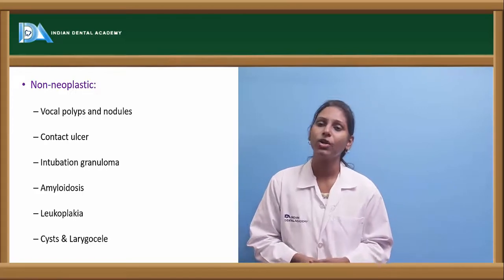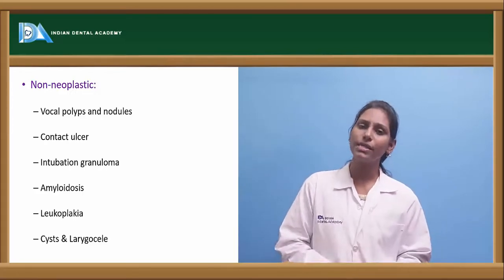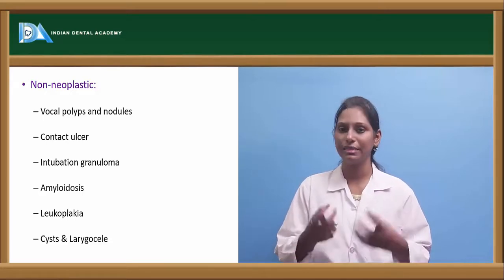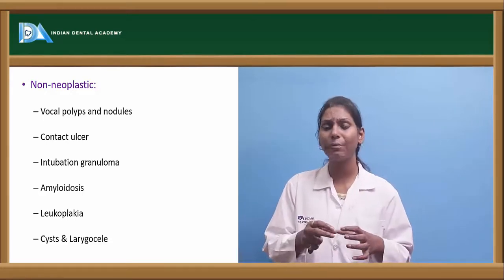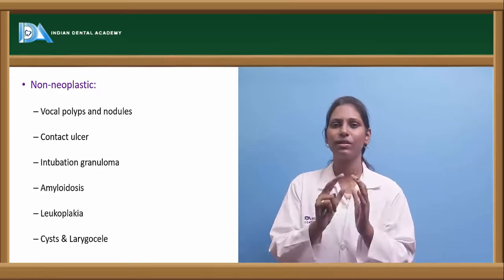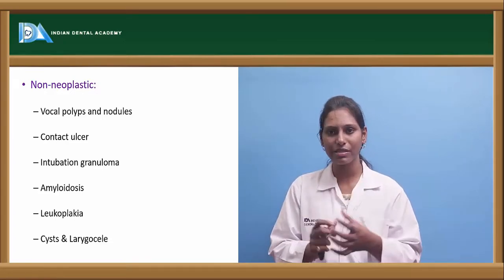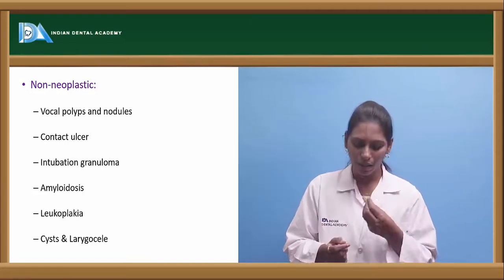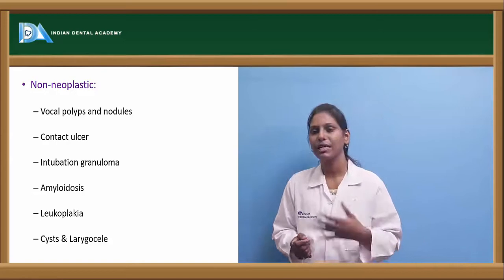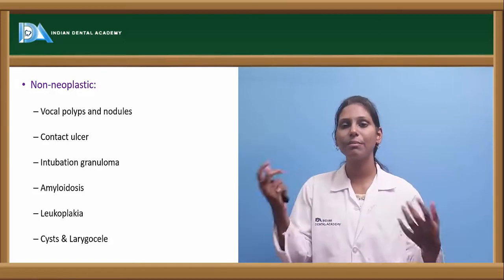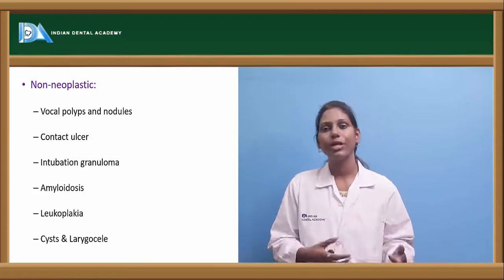Next condition is amyloidosis. As we all know, amyloidosis is the deposition of amyloid material within the larynx, and because of this it will be edematous in nature. It has a smooth surface; a soft, smooth swelling is usually encountered in amyloidosis. It could be a generalized condition also. There could be amyloid deposition in other body parts also.